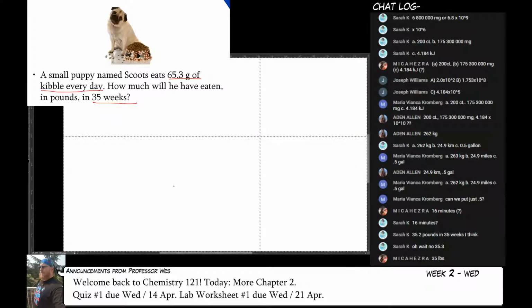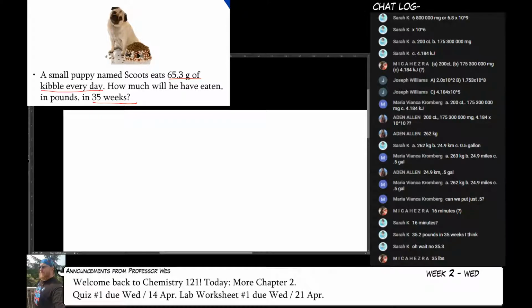All right, so we got to feed Scoots. Scoots, he's a hungry, growing pupper. And he eats 65.3 grams of kibble every day. So we want to figure out how much he will eat in 35 weeks. And we want to do pounds of food. Well, I know how much he eats per day. So if I knew the number of days, that would get me somewhere. So we're going to do that first. And if I know the number of days, I know how many grams of food he's eaten because each day is 65.3 grams. And then grams to pounds is trivial. We can do that, no problem.